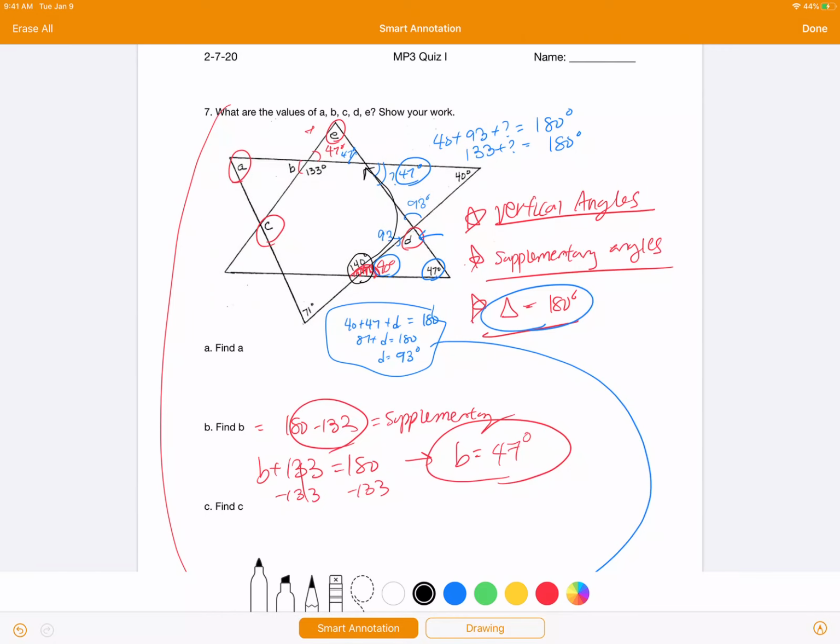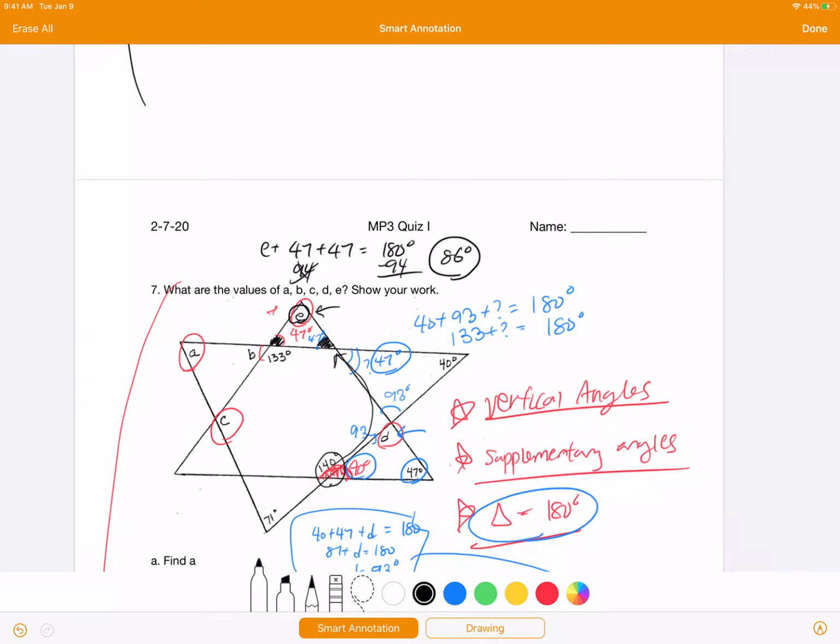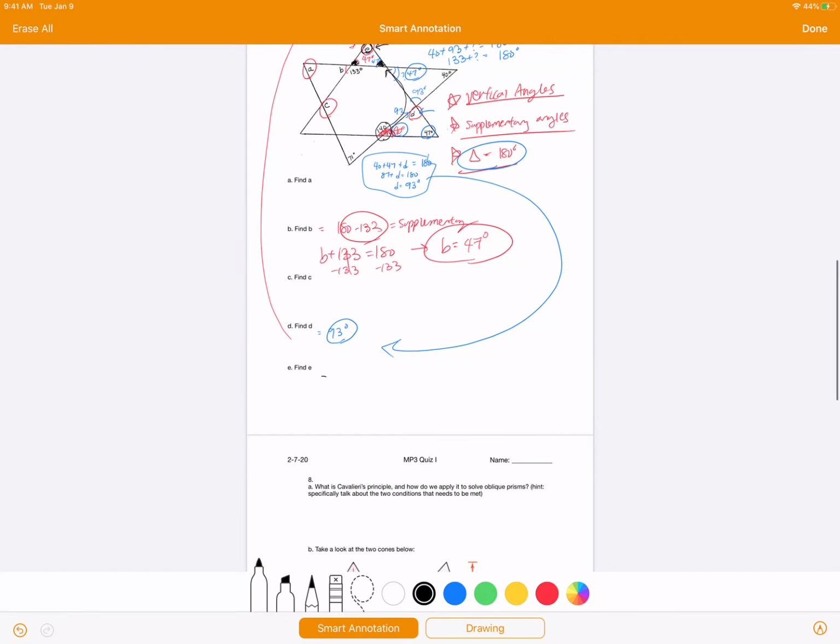And the whole reason why I went all the way from here to here is because now I can use that information to solve for E. So E, if you take a look, it's an isosceles triangle where this angle is 47, that angle is 47, so E plus 47 plus another 47 should give you 180 degrees once again. So once you add those two together, you get 94, subtract 94 from the other side, and you get 86 degrees for E. So I'm going to go to E right here, and I'm going to write 86 degrees.